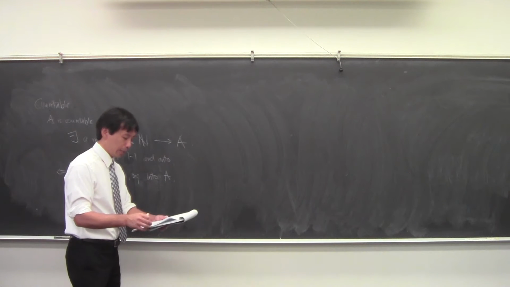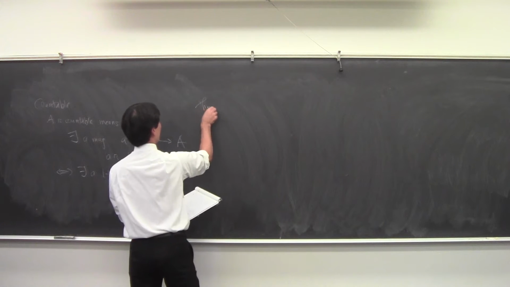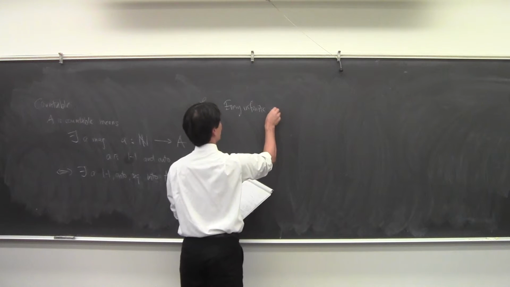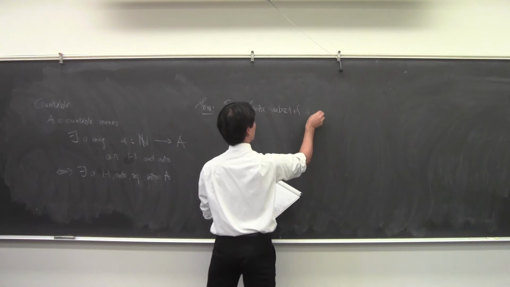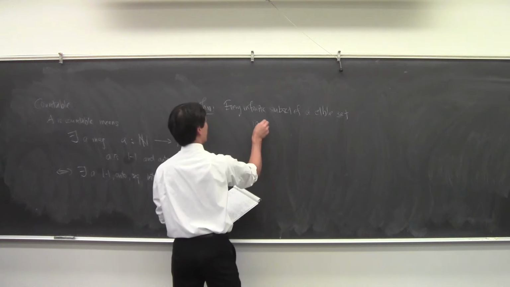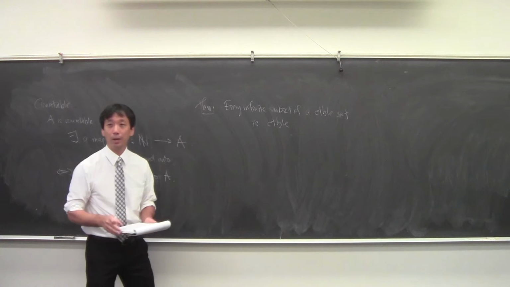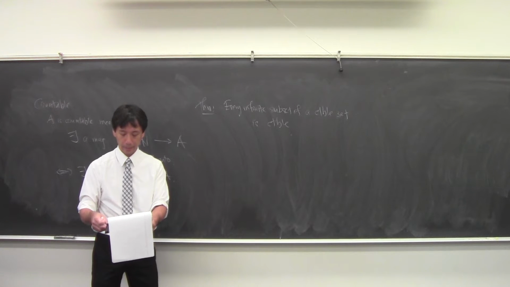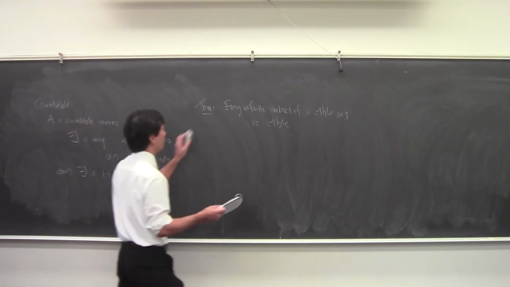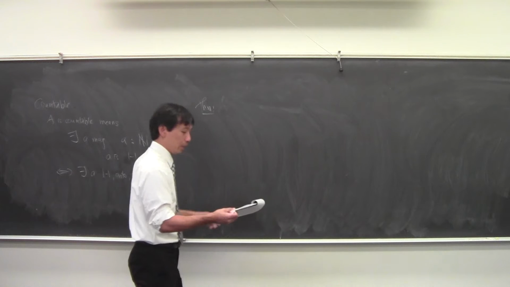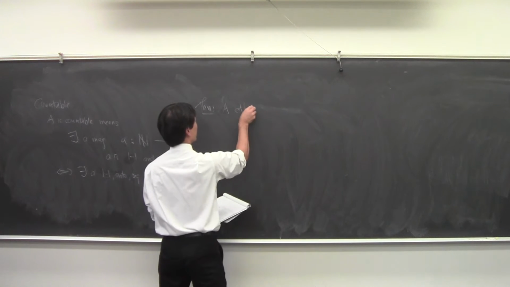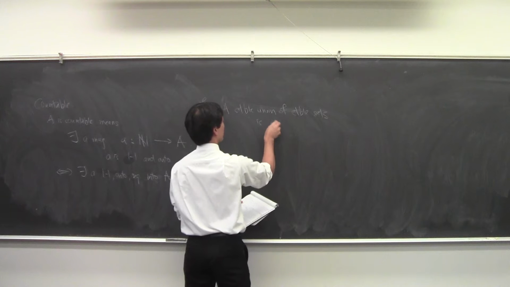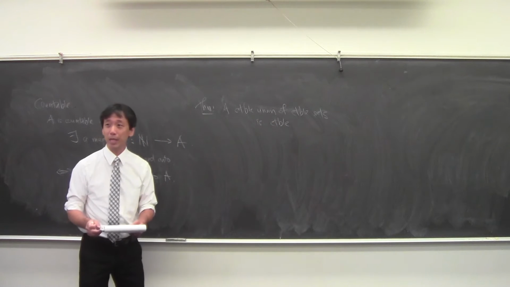And the theorem that we finished up with last time was this one that said that every infinite subset of a countable set is itself countable. Actually, that's not what we finished up with. We finished up with the theorem that said that a countable union of countable sets is still countable. A countable union of countable sets is countable.